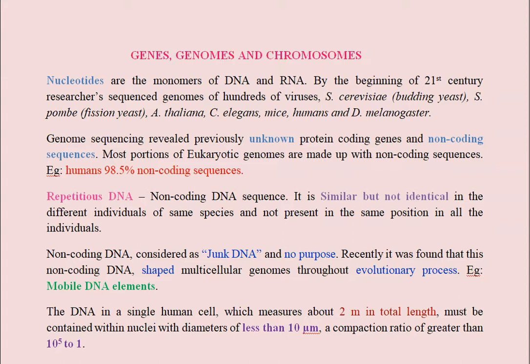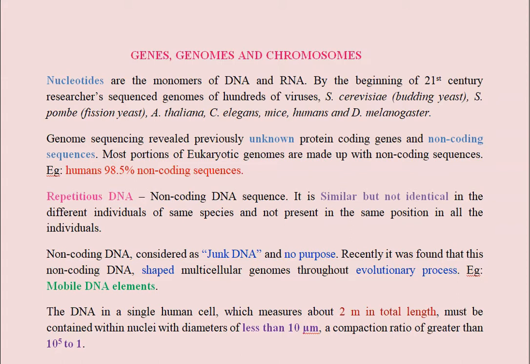So we will talk in detail about the genes, genomes and chromosomes. We know that nucleotides are the monomers of DNA and RNA. We can say DNA and RNA are polynucleotide chains. One thing we have to remember, DNA does not exhibit only the double helical structure. If you see the phiX174 bacteriophage, it contains the DNA in single strand form. RNA also does not always exhibit the single strand form. It can form secondary structures. The best example is tRNA.